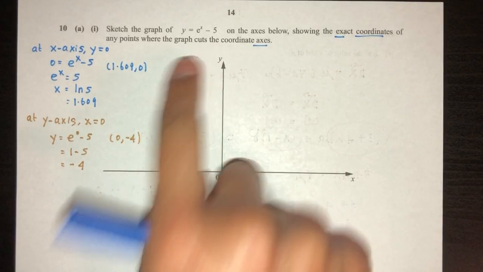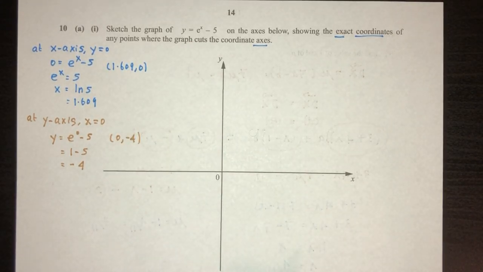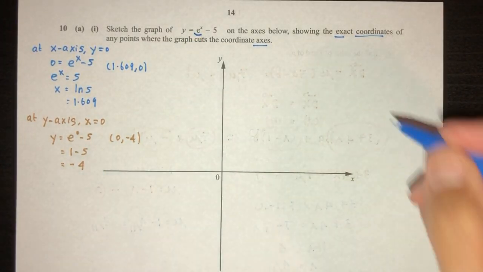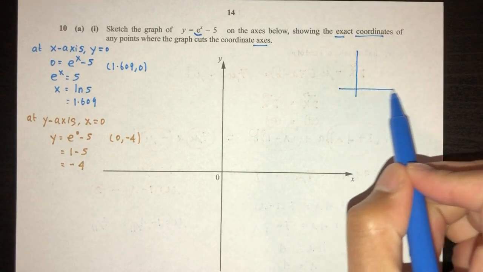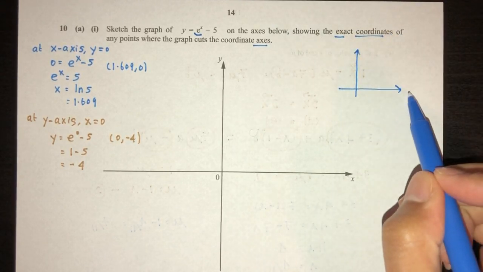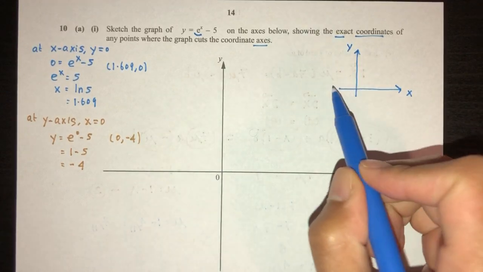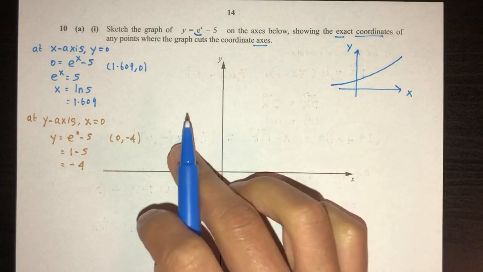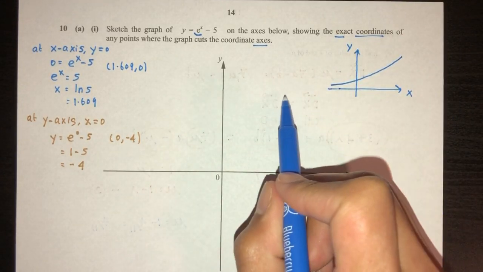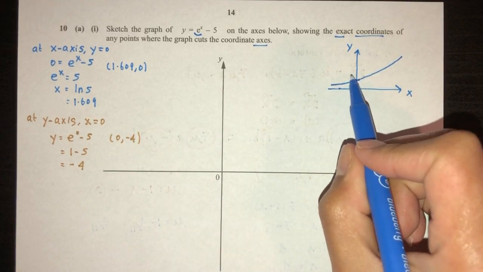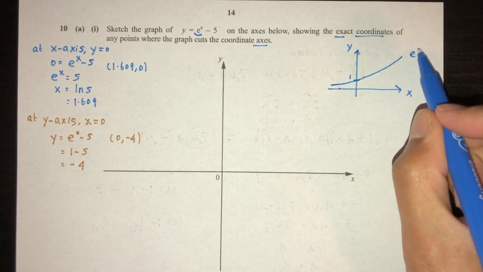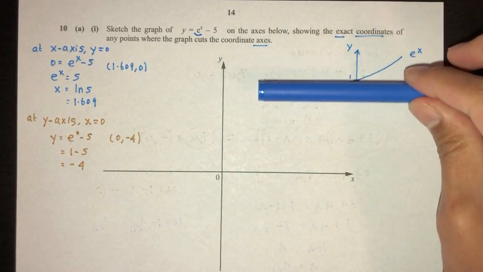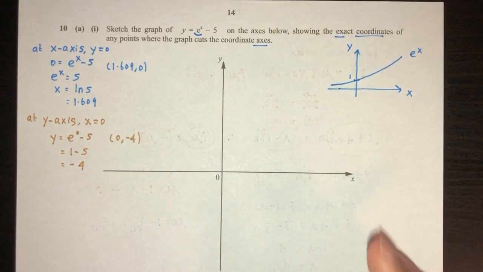Now, what is the shape of this graph? It helps if you know the shape of this graph. So for example, let me draw it. This is the exponential graph, with x and y. It will always be something like this. It will keep going on, with this line as your asymptote. This is the point of 1. This is exponential x. Now here we have exponential x minus 5. So minus 5 means going down by 5, but with the same shape.